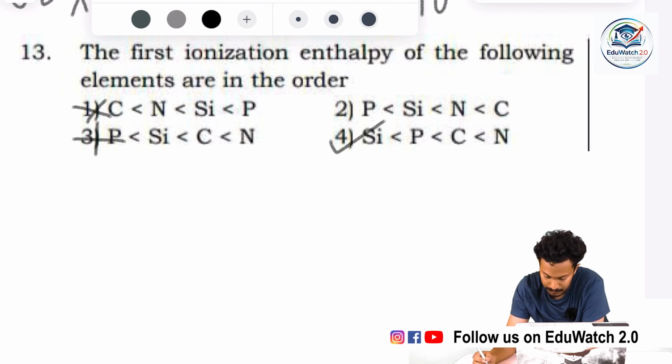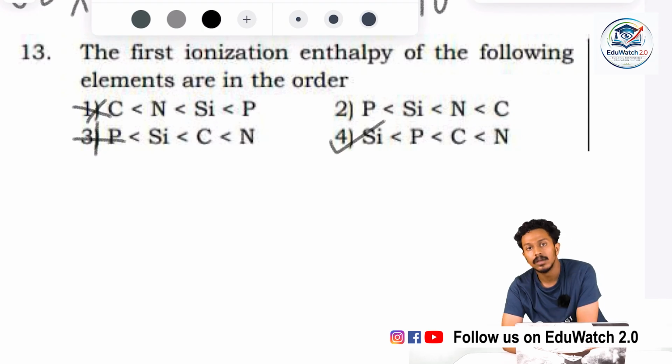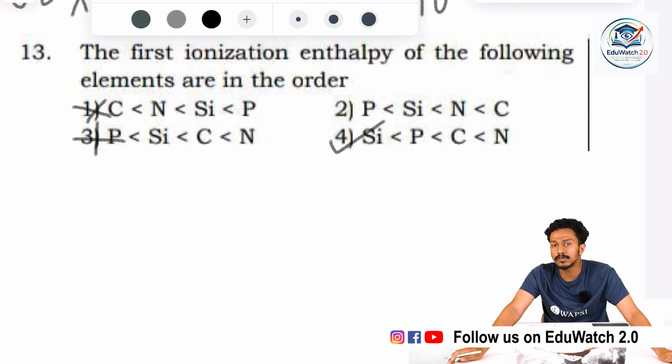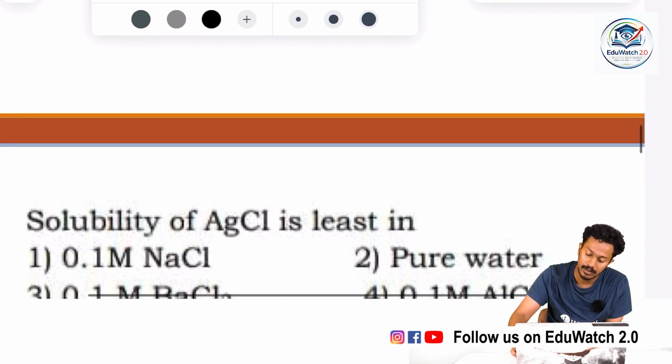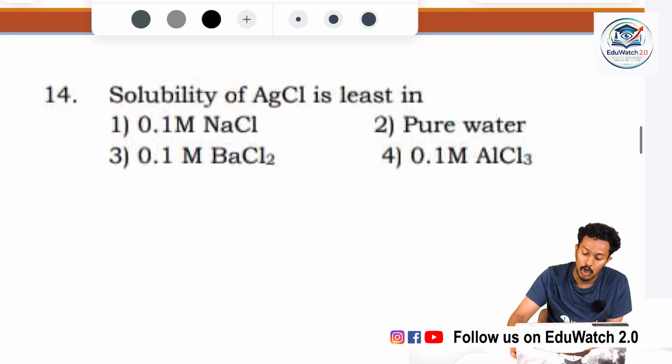Yes, option number 4 is the correct answer actually. Silicon is lesser than phosphorus, lesser than carbon, lesser than nitrogen. You know, ionization enthalpy increases from left to right in a periodic table and decreases from top to bottom in a periodic table. So option 4 is the correct one. Moving on to the next one.